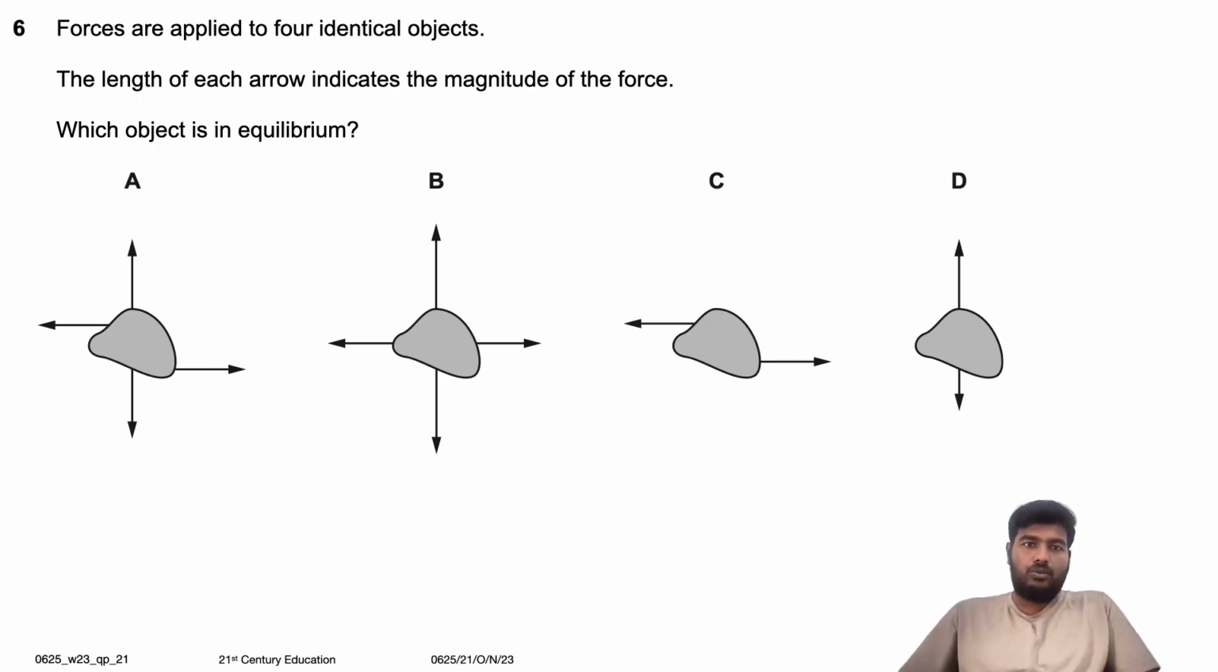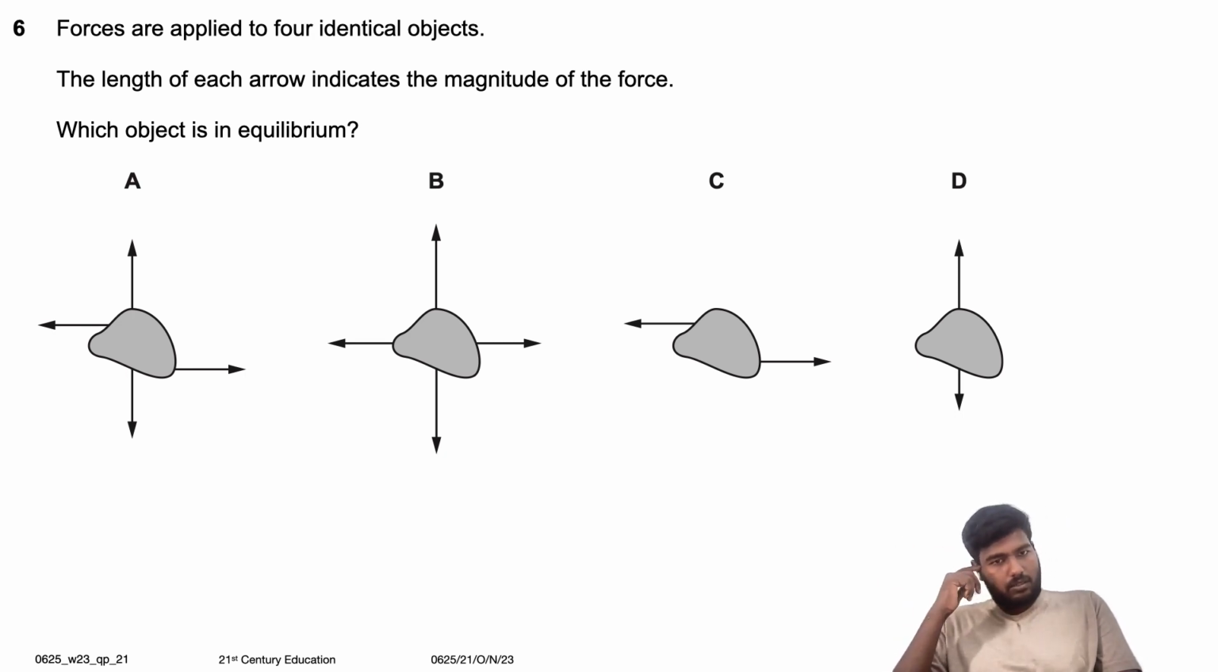Forces are applied to identical objects. The length of each arrow indicates the magnitude of the force. Which object is in equilibrium? Okay, they are asking which object is in equilibrium. What's the condition for equilibrium? There should be no resultant force, there should be no resultant torque. That's the condition for equilibrium. Let's look through one by one.